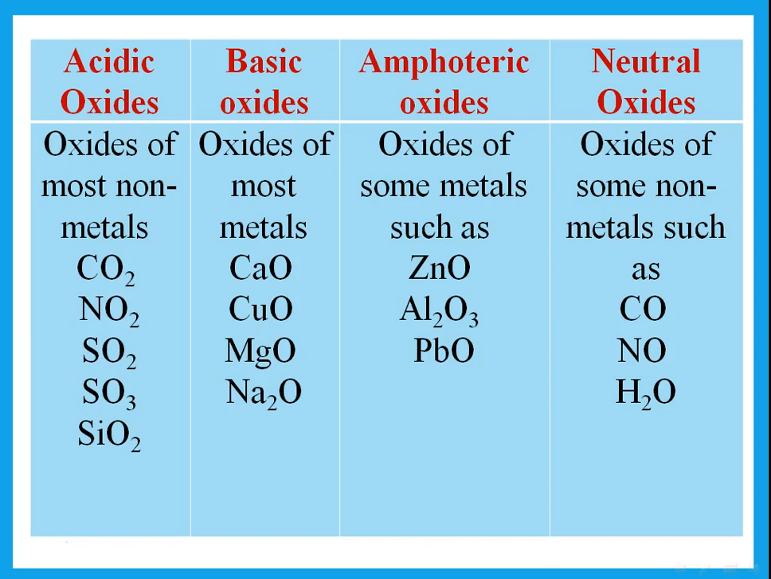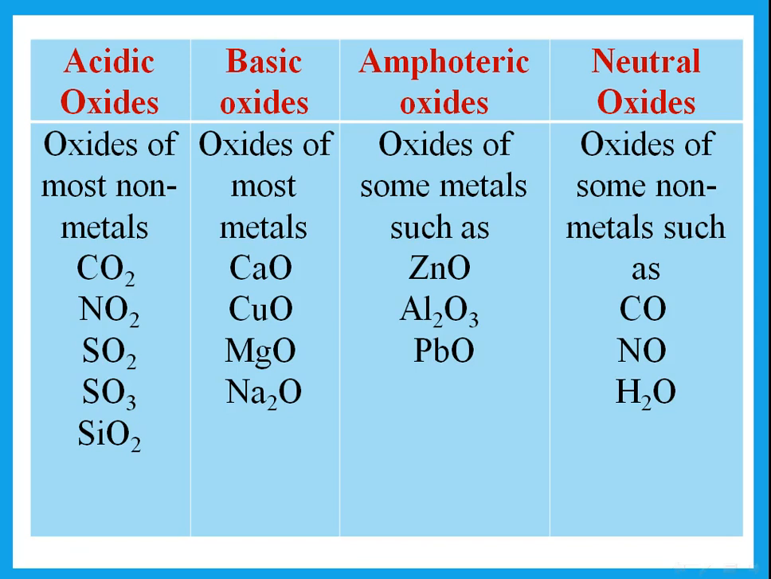Now, oxides of most non-metals are acidic, but there are some exceptions. Some oxides of non-metals are neutral. Which ones are neutral? Carbon monoxide is neutral. So carbon dioxide is acidic, but carbon monoxide is neutral. Neutral means doesn't react with acid, doesn't react with base. Nitrogen dioxide is acidic, but nitrogen monoxide, NO, is neutral. Of course, the oxide of hydrogen is neutral, because oxide of hydrogen is what we call water. So oxides of most non-metals are acidic, except carbon monoxide, nitrogen monoxide, H2O.